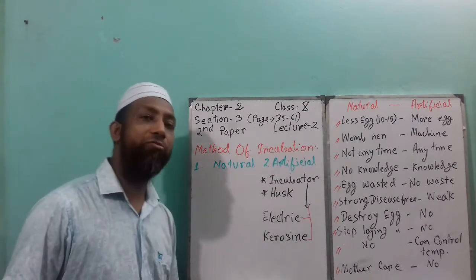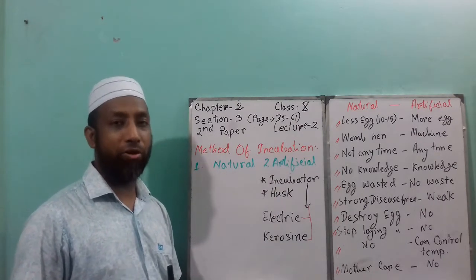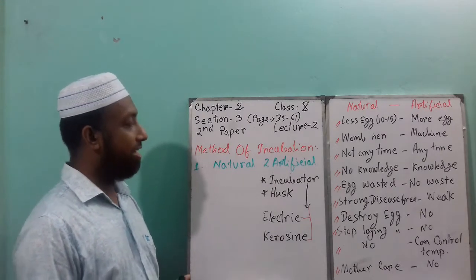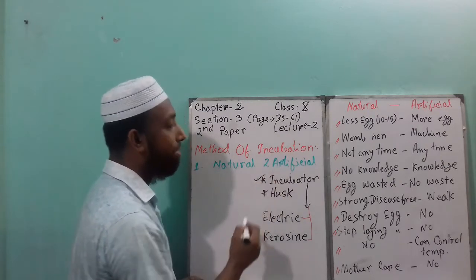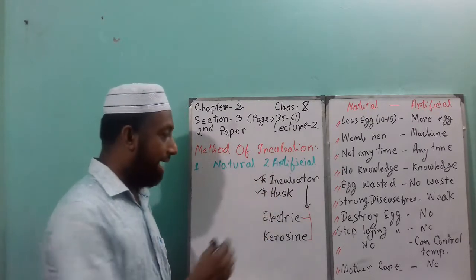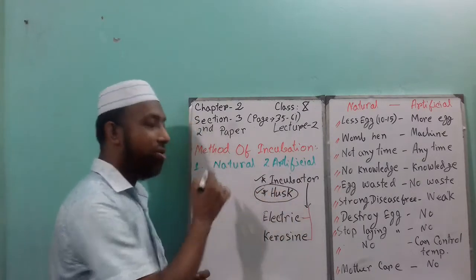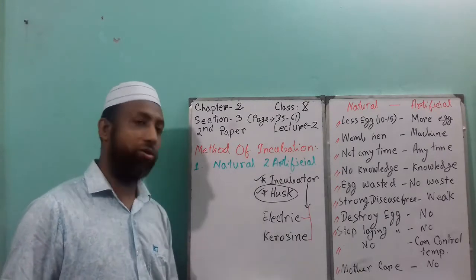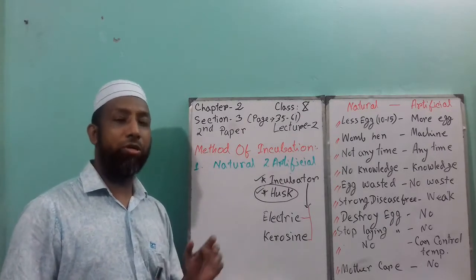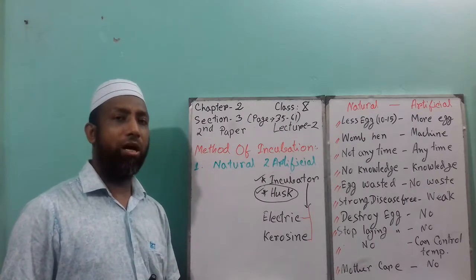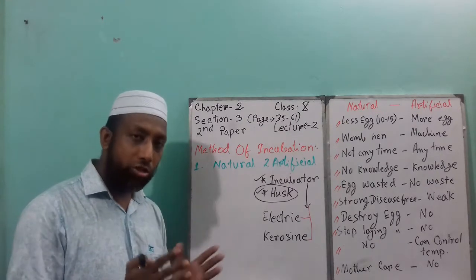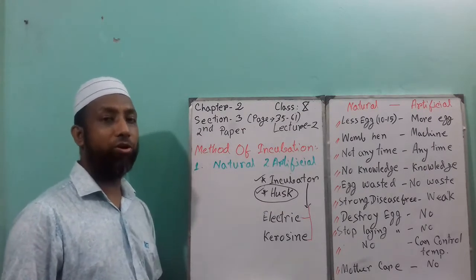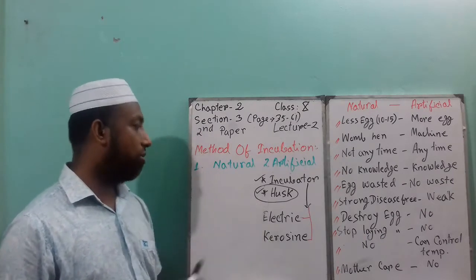And the next one is the artificial method. This is the modern method, not only in our country, but in the world. There are two types of artificial method: one is the incubator, the other one is the husk method. The husk method is a kind of natural method, but it is a modified version of it. In the husk method, we do not use the chicken; we just use an airtight, closed area where we put the husk, produce temperature and leave the eggs for incubation or hatching. That is called the husk method.